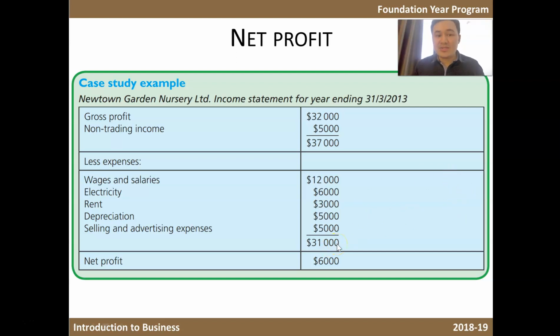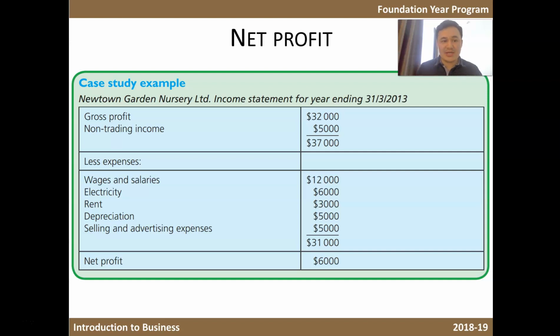So what's the difference? In this particular slide, I'm going to talk about the difference between gross profit and net profit. Gross profit, we know, is revenue minus cost of goods sold. And then there are some other expenses. We call them indirect expenses, okay?